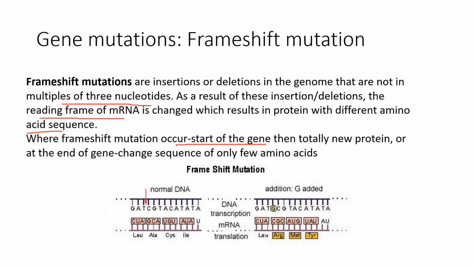It can occur at the start of the gene. If it occurs at the start, then a totally new protein is produced. If it is at the end of the gene, it will change the sequence of only a few amino acids. It will produce a protein which has a different function compared to the original protein. So this is the frame shift mutation.